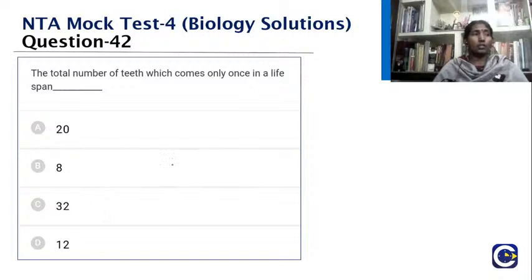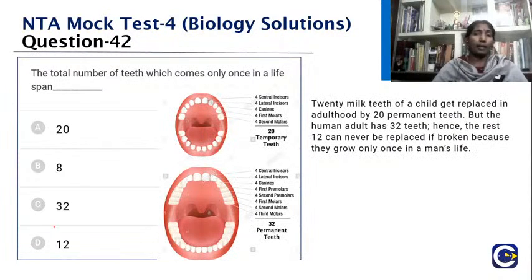So the 20 teeth of a child get replaced in the adult, right? We have in the human adult 32. But what happens to the rest, the 12 teeth? They will never be replaced. Some theories say they are the ones which become the molars and premolars. So they grow only once in a man's life.